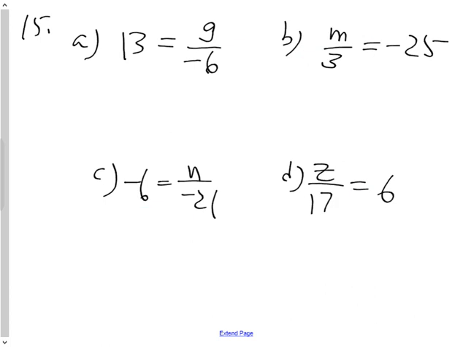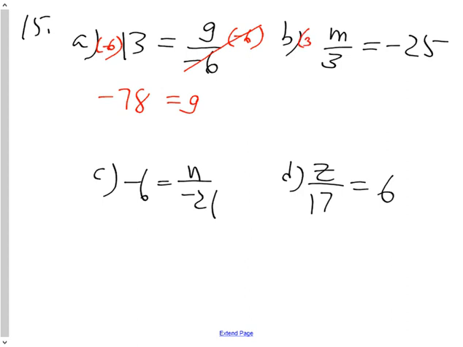Question 15 doesn't say solve it, it just says what do you do to both sides to isolate the variable? We have to figure out what do I multiply both sides by. So the first thing I need to be able to do is read that as g divided by negative 6. And to get rid of that divided by negative 6, I'm going to multiply by negative 6. I'm going to multiply this side by negative 6, and multiply this side by negative 6, I would isolate, and I would get negative 78 for my answer. I don't have to solve it, but I will anyway.